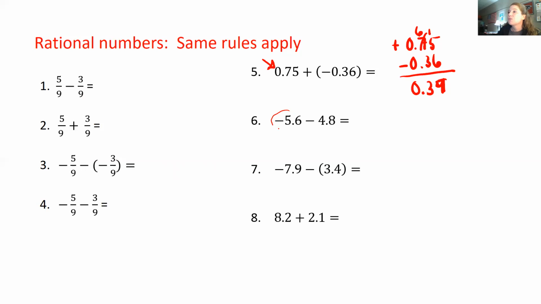All right, here we have two negative numbers. That means we're going to add, and the answer is going to be negative. So we're going to line up those decimals. We're adding, so 8 plus 6 is 14. 10 plus 5, 5 plus 5 basically is 10. Bring that decimal straight down. And they're both negative numbers, so the answer is -10.4.